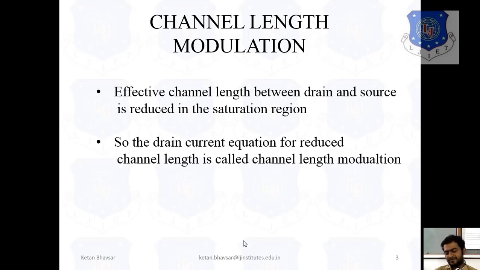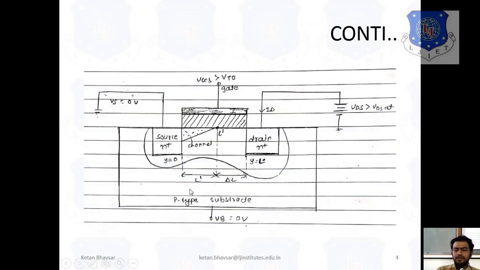So what is channel length modulation? First of all, the question arises in our mind. The effective channel length between the drain and source is reduced in saturation region. As you already know, we have three regions: linear, saturation and cutoff. In saturation region, if VDS is increased more and more, if VDS is greater than or equal to VGS minus VTO, then the channel length starts reducing, and after some time it creates a pinch off point that we already saw in previous session. So the drain current equation for the reduced channel length is called channel length modulation. When the channel starts reducing, we have to calculate the drain current for that particular situation, and it's called channel length modulation.